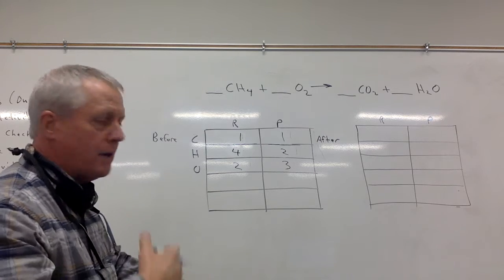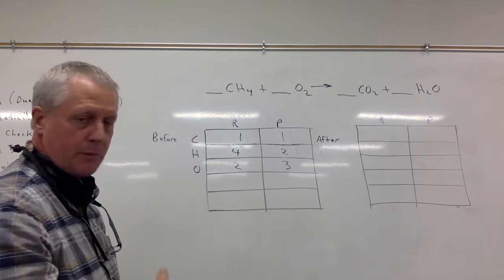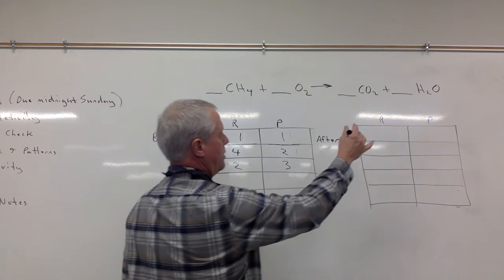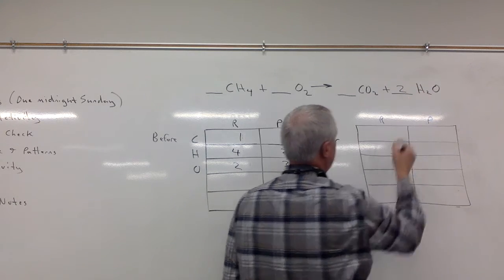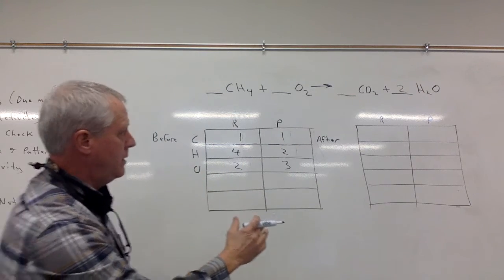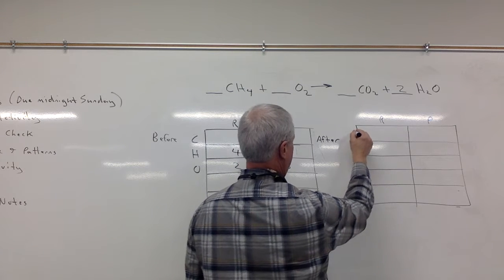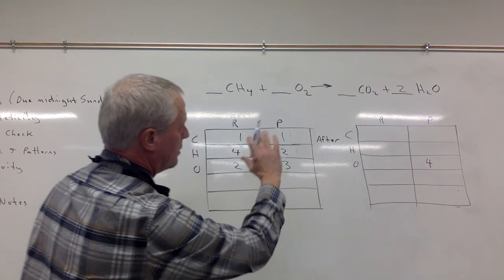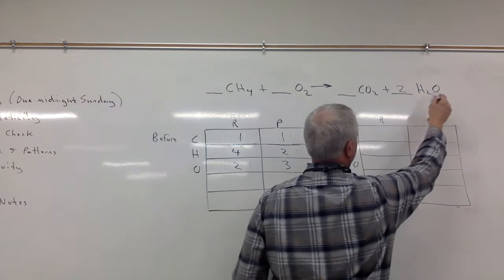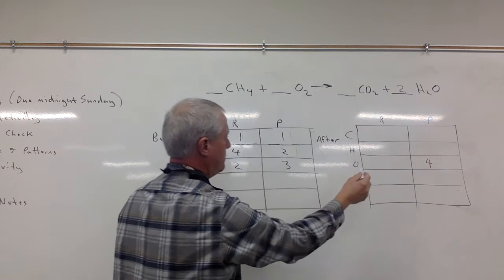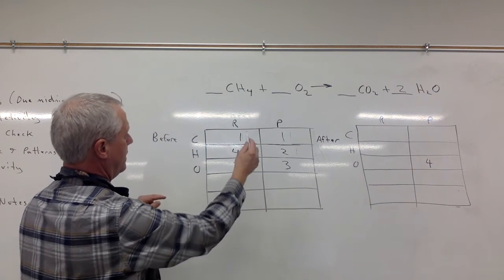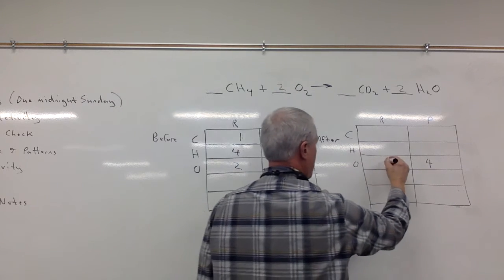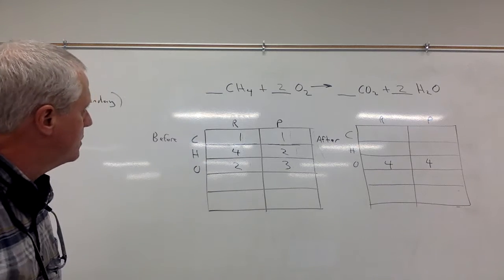As you practice these, you have to develop your own strategies, but that's the way I would start. So I want to make this an even number. If I put a 2 here, now that gives me an even number. So with my oxygens, I now have 4 oxygens, these 2 and those 2. And over here I have 2, so if I put a 2 here, that gives me 4 for each of those. And then we can check the others and see where we're at.